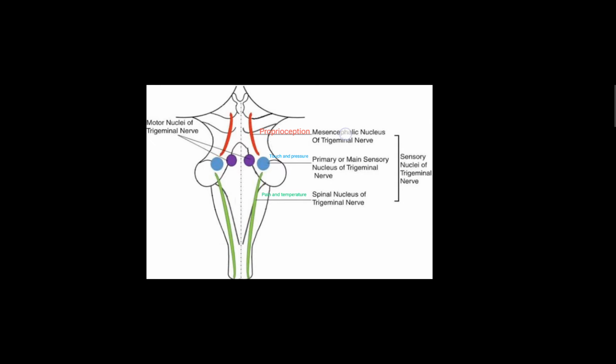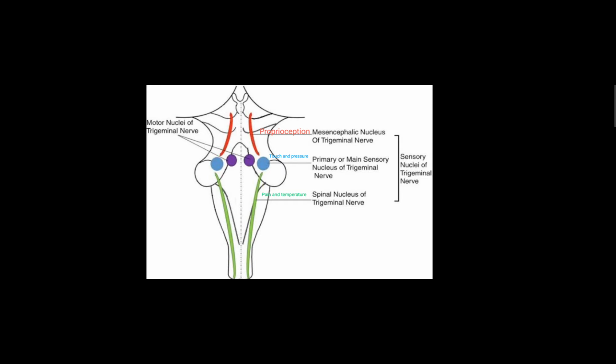And what is it carrying? It is carrying proprioception, from the muscles of mastication and from the facial and extraocular muscles. Then we have the spinal nucleus. The spinal nucleus extends all the way from the pons throughout the medulla oblongata, and it is carrying the sensation of pain and temperature.